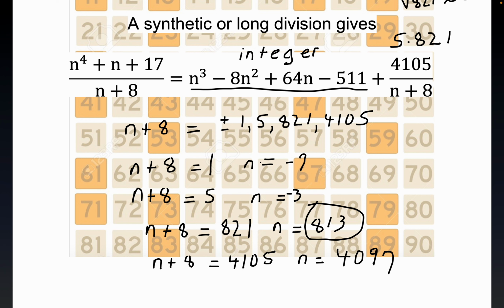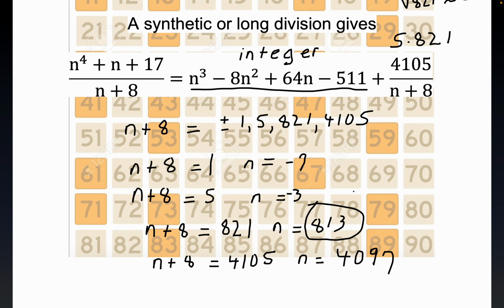And y'all, again, you can see what would happen if we had said n+1 is equal to -1. You would get n is equal to -9. If we'd have said n+8 is equal to -5, you would get n is equal to -13. So all of the negative divisors were not relevant here. This is the solution to the problem.